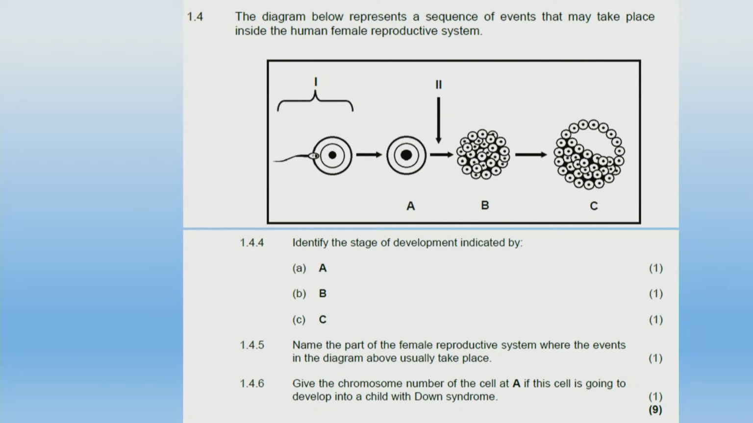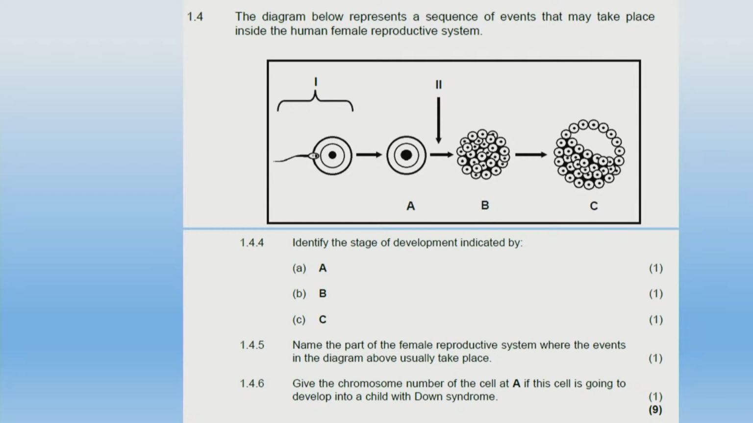So still on that, question 1.4.4 is like this. Identify the stage of development indicated by A. Here is A, and this is the zygote, and then B, morula, and then C, blastula. 1.4.5, name the part of the female reproductive system where the events in the diagram above usually take place. And I'm sure that you still remember that all these events take place inside the fallopian tubes.